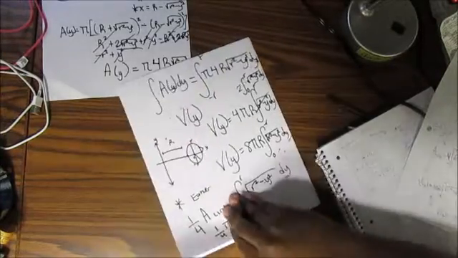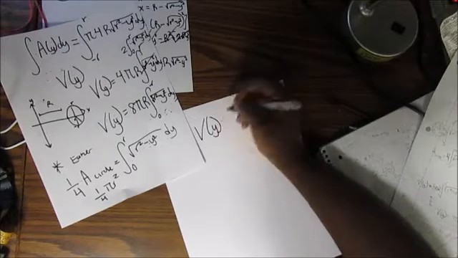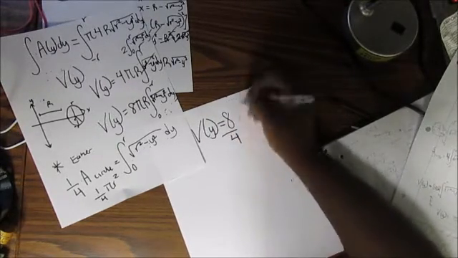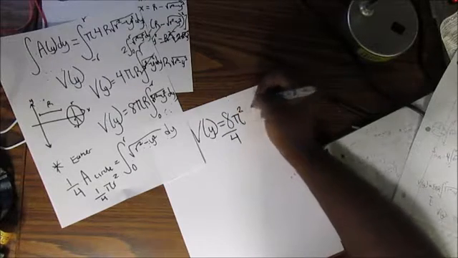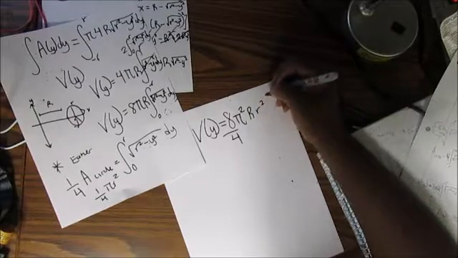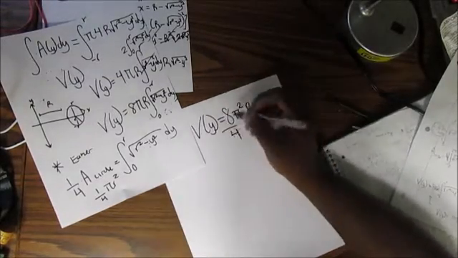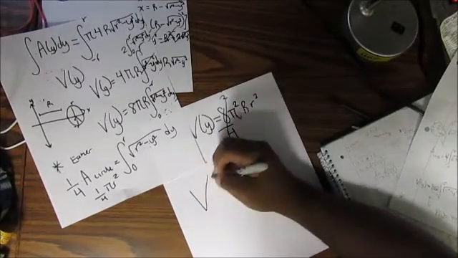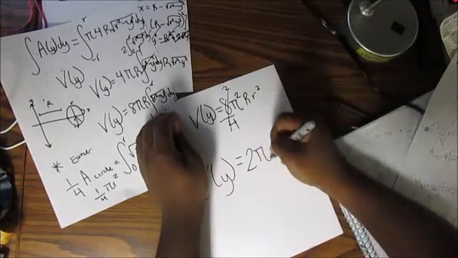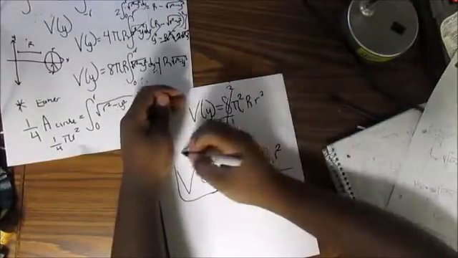So we end up getting V sub y equaling 8/4 pi times big R times r squared. And if you simplify this to a 2, you get V sub y equaling 2 times pi squared times big R times little r squared. And that is your answer.